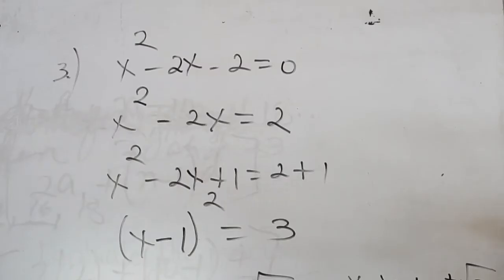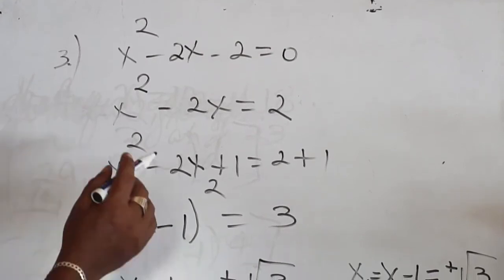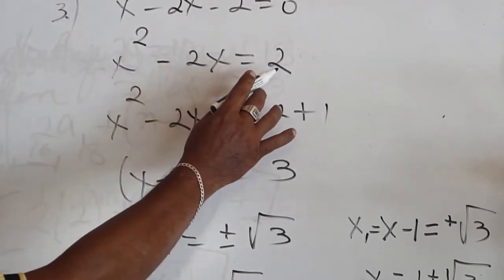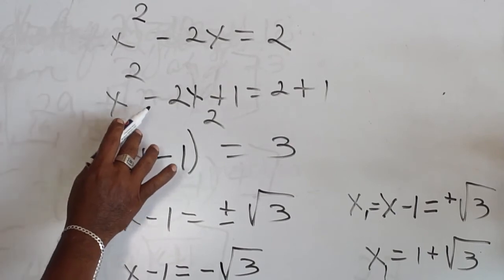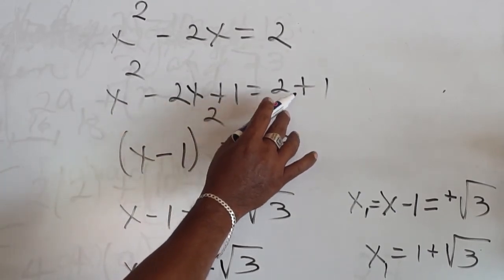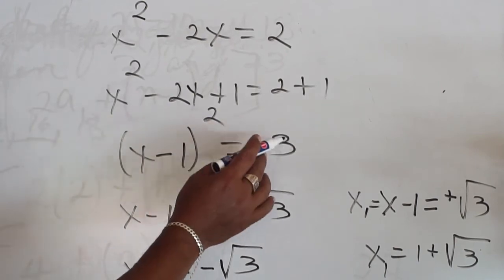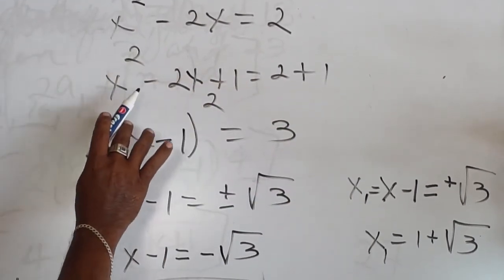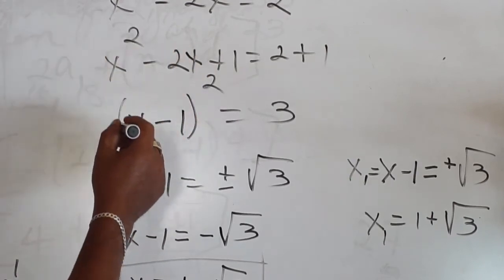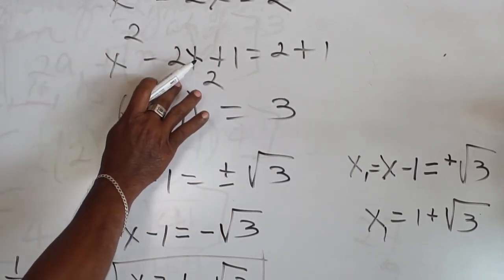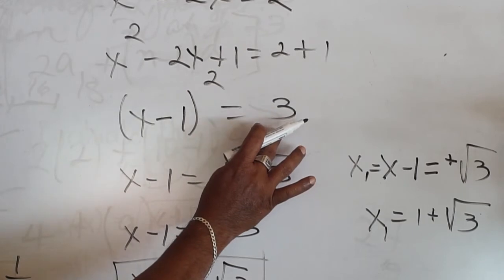For example number 3: x squared minus 2x minus 2 equals 0. Then we have here the solution. So x squared minus 2x equals positive 2. Transpose negative 2, it becomes positive. So we have x squared minus 2x plus 1 equals 2 plus 1. In this equation, you have to add 1 to both sides of the equation. Okay, so x squared minus 2x plus 1 is a perfect square trinomial. The factor of x squared minus 2x plus 1 is (x minus 1) quantity squared, then equals 3.